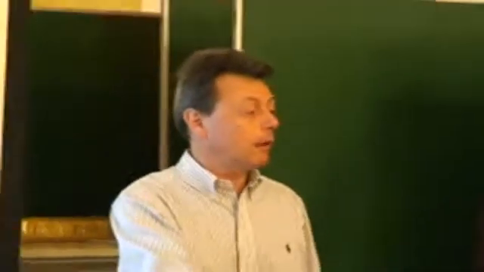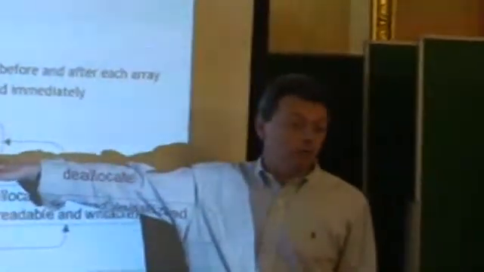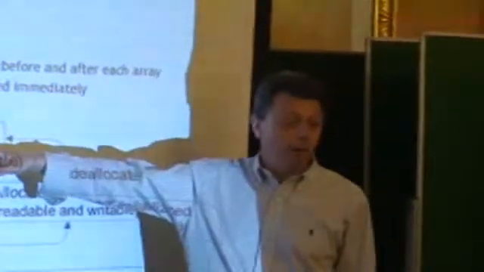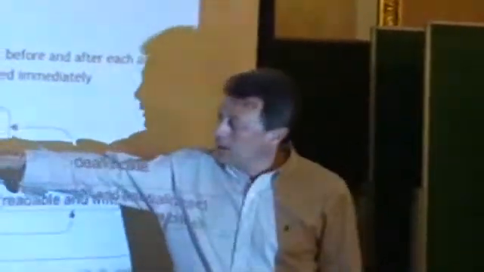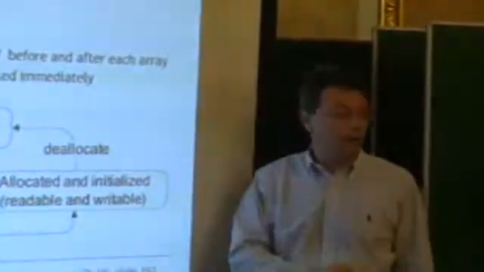Allocated but not initialized means it is writable but not readable. Allocated and initialized means readable and writable. Now, what they do is, whenever you access a memory location, you associate to each memory location an information that says unallocated, allocated, initialized.